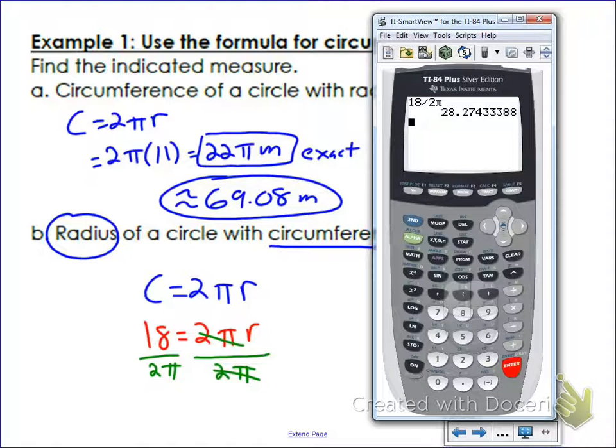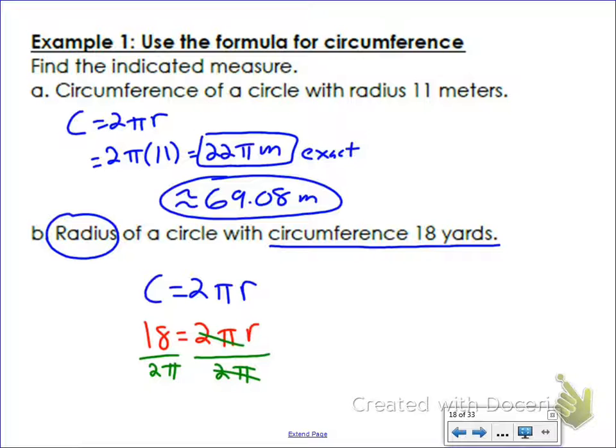What we need to do is put the 2 pi in parentheses. So you'll see you get a different answer if I do 18 divided by parentheses 2 pi. The reason is that when you don't put the parentheses around it, your calculator does 18 divided by 2, which is 9, and then it multiplies 9 times pi. We want to do the 2 pi first. So for this one, the radius is going to equal 2.86 approximately, and that's going to be in yards.